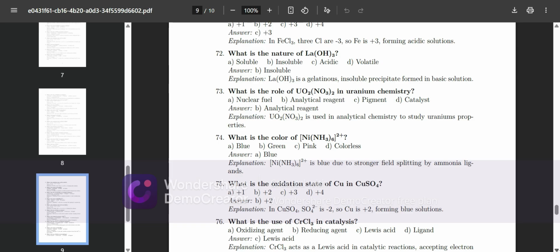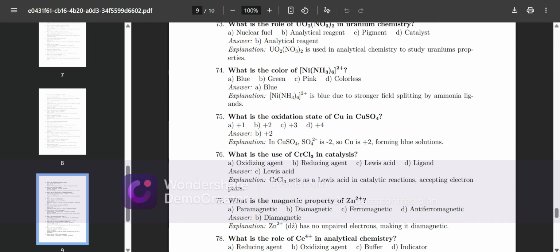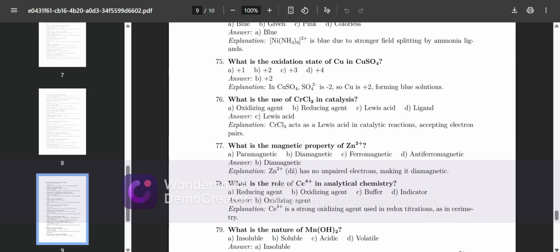What is the role of UO2(NO3)2 in uranium chemistry? Analytical reagent. UO2(NO3)2 is used in analytical chemistry to study uranium's properties. What is the color of [Ni(NH3)6]2+? [Ni(NH3)6]2+ is blue due to stronger field splitting by ammonia ligands. What is the oxidation state of Cu in CuSO4? SO4 2- is minus 2, so Cu is plus 2, forming blue solutions.